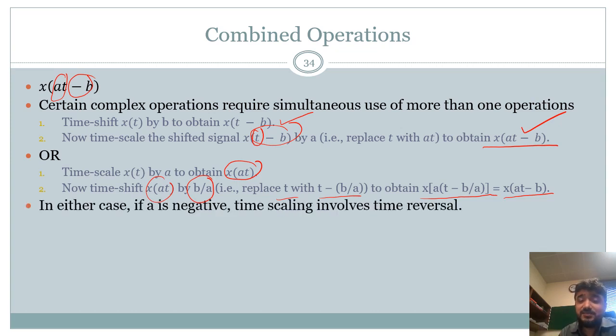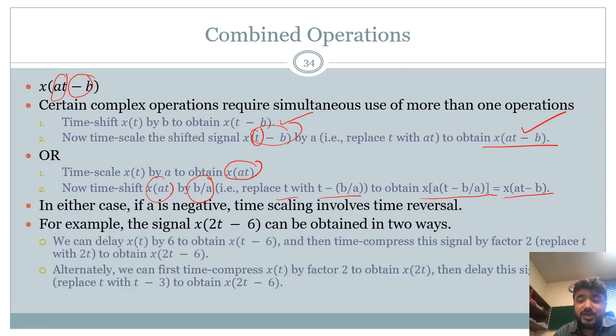In either case, if a is negative, time scaling involves time reversal. So for example, you have a signal which is this, and you want to obtain x of 2t minus 6. The first way you do this is you delay x of t by 6 to obtain x of t minus 6. This is what we have done earlier in our table example. Then you time compress this whole thing, so you replace just the t with 2t to obtain x of 2t minus 6. This is how we have worked with our tables, and I would recommend this path.